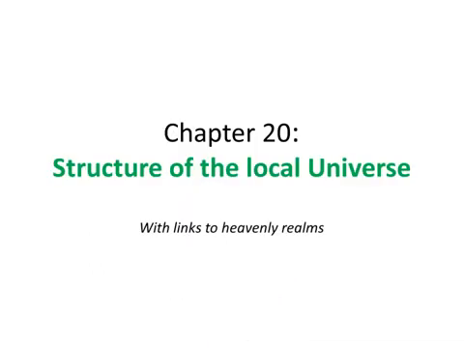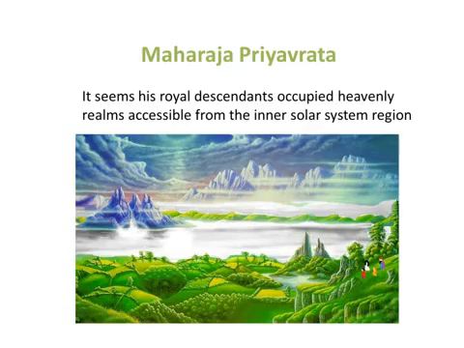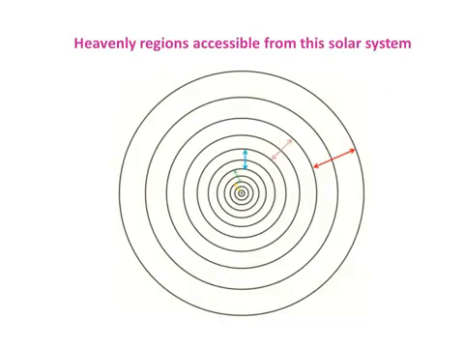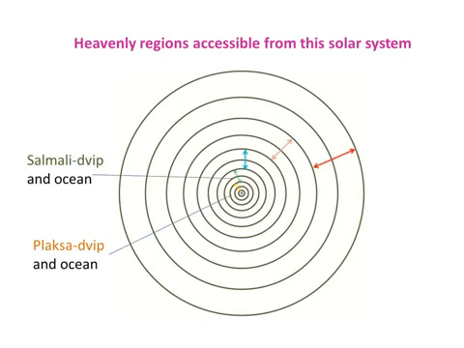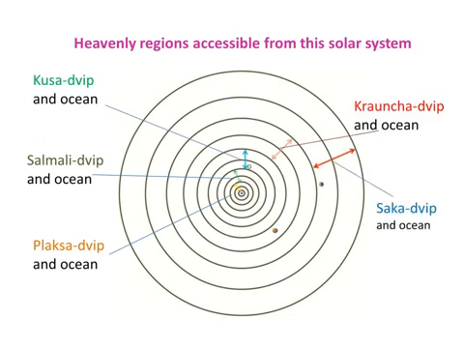Chapter 20, the structure of the local universe with links to heavenly realms. An interesting character, as a prominent king, is Maharaja Priyavrata in the Bhagavatam. It seems his royal descendants occupied heavenly realms accessible from the inner solar system region, as we've just learned, and they had various different oceans and mountains. The heavenly regions accessible from this solar system include Plakshadvipa and its ocean, Shalmalidvipa and its ocean, Kushadvipa and its ocean, Krauncadvipa and its ocean, Shakadvipa and ocean, and Pushkaradvipa and its surrounding ocean.